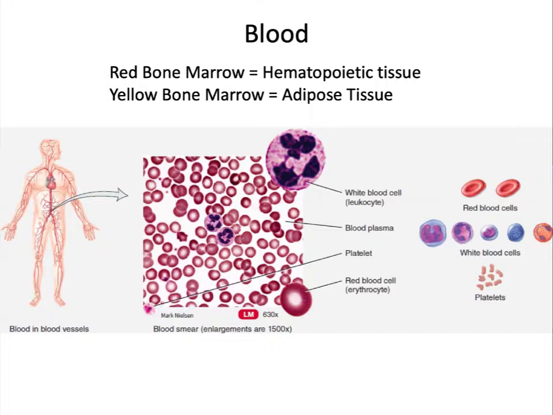In a child, most of the bone marrow is red bone marrow because they are making a lot of blood cells. As we age, we have less and less red bone marrow, and that space is put to good use in storing fat. The bone marrow that stores fat is called yellow bone marrow.